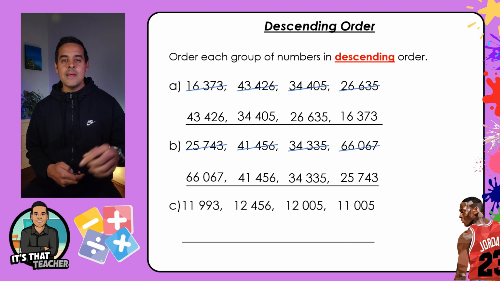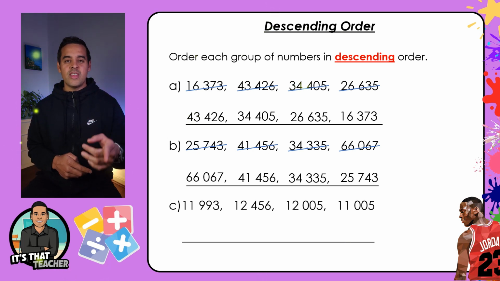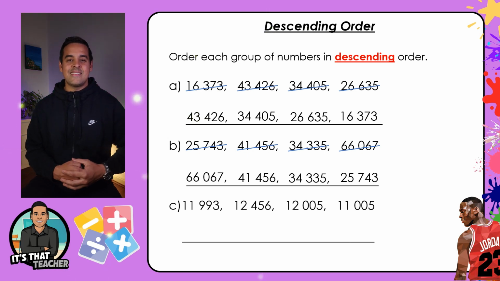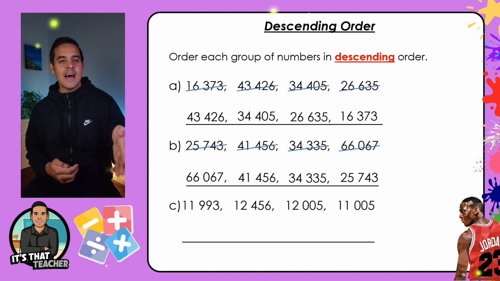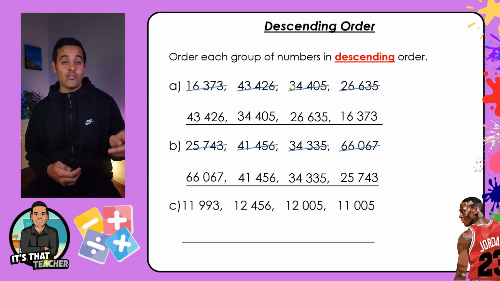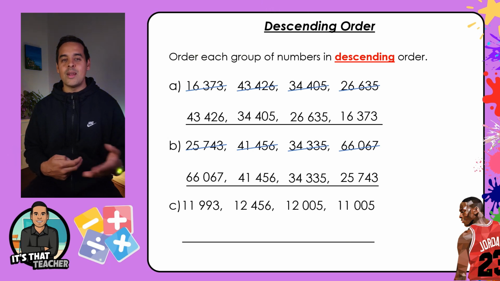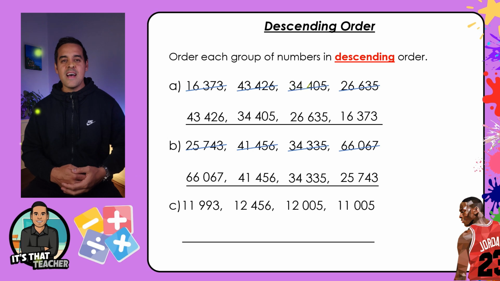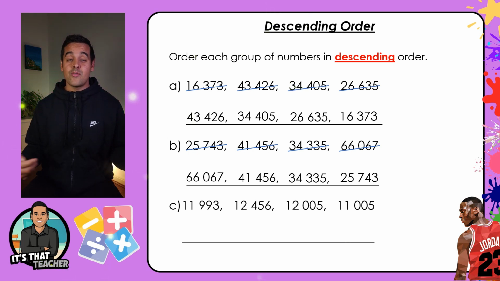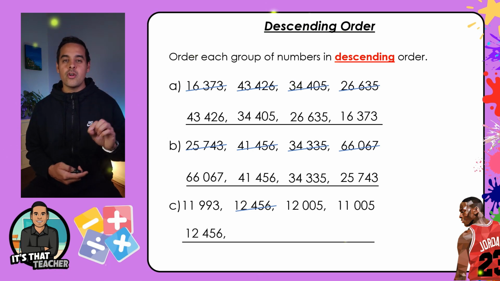Now, with C, the numbers are a little bit closer, so you need to be careful. Your teachers will throw in little trick questions like this to see if you truly have mastered the concept of descending order. So the largest number here, you can see we have two numbers beginning with 11,000 and two numbers beginning with 12,000. So we know that 12,000 is the number that we need to work with. 12,456 or 12,005. 12,456 is the largest number, so that's what we need to begin with. Cross it off, put it below.